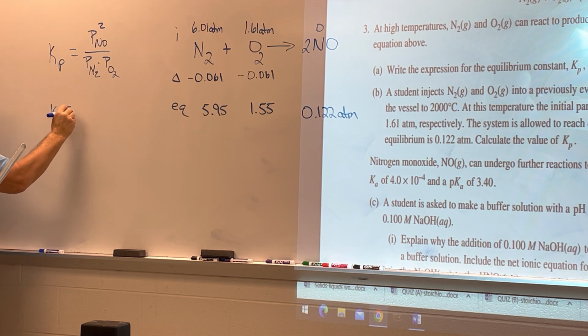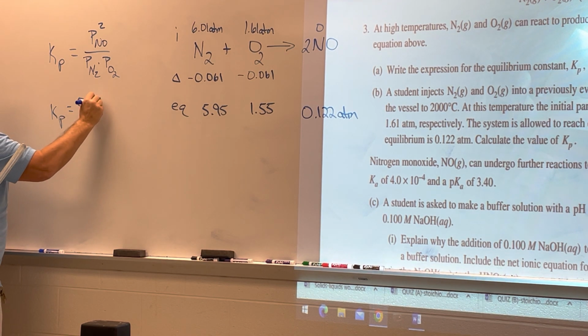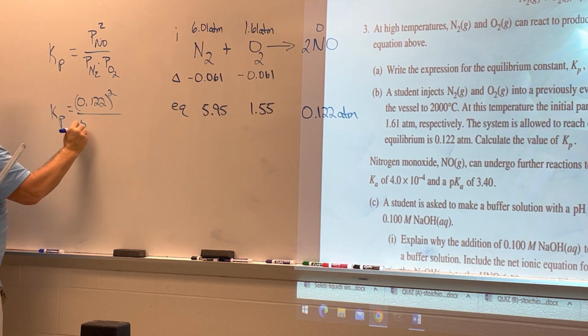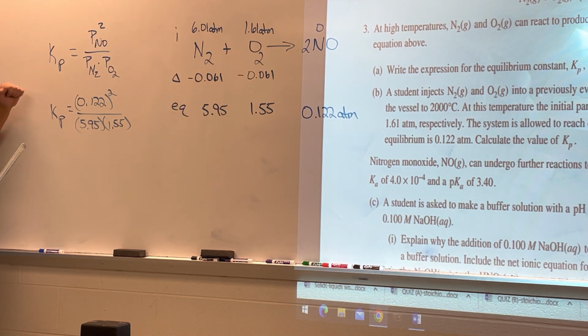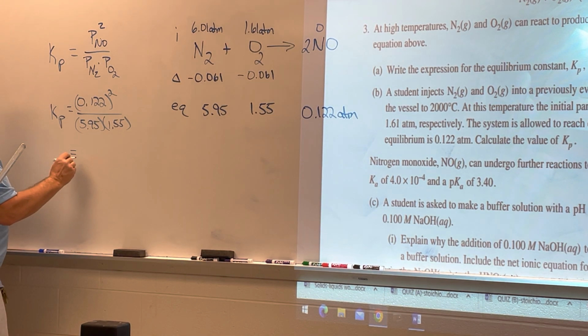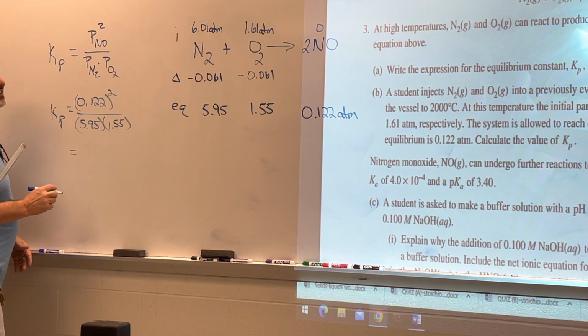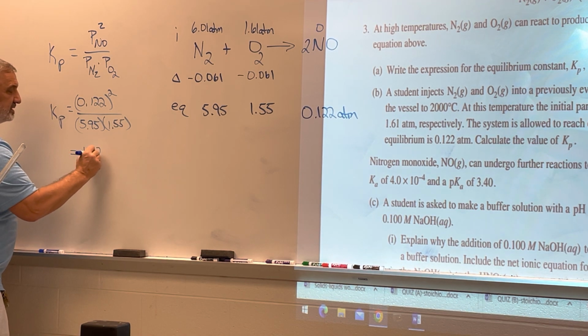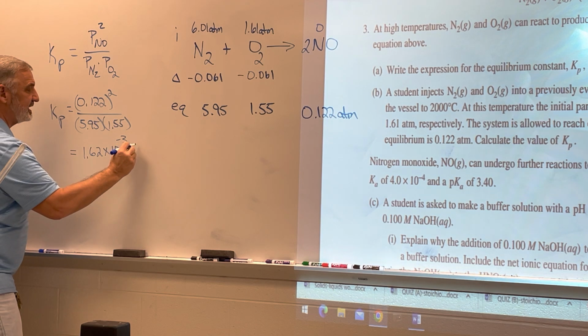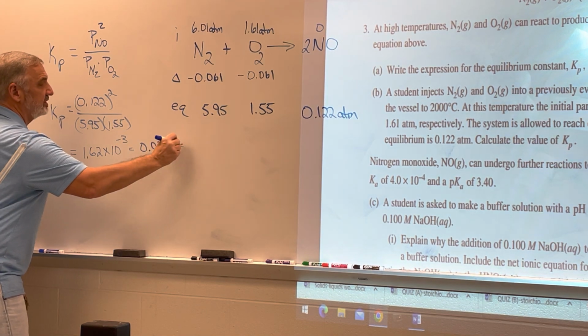So Kp is going to equal my NO, the 0.122 squared, over 5.95 times 1.55. This is the type of problem that we're just working on in this unit. This is the second type of the 3. And the answer turns out to equal 1.62 times 10 to the negative third, which is the same as 0.00162. Either way you write it.